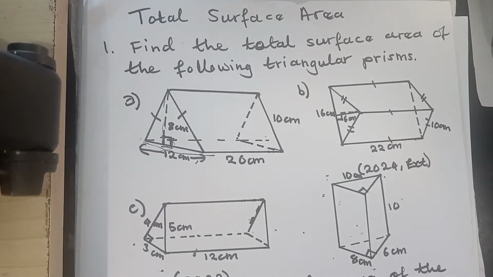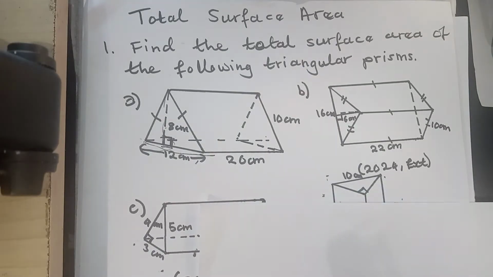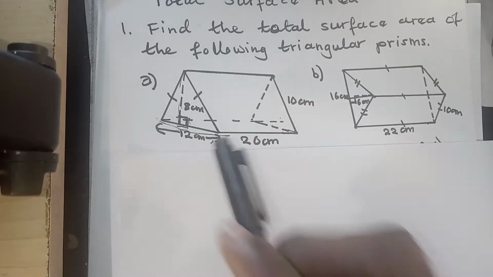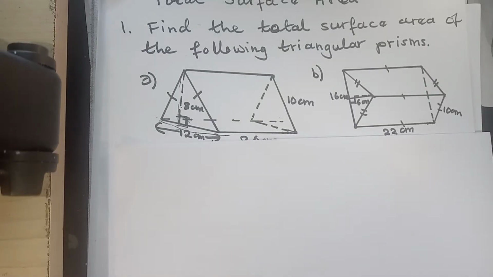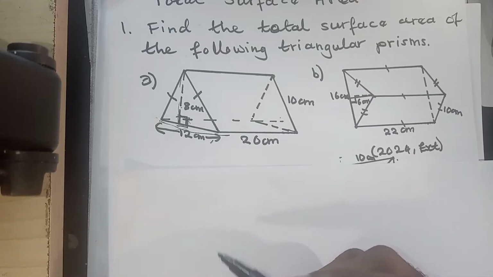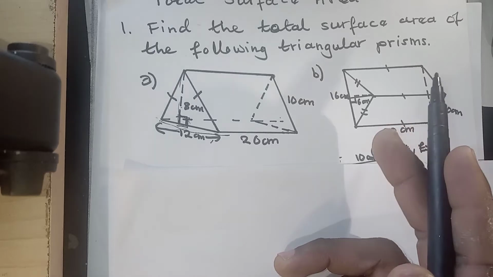Okay, so today we can look at the total surface area of triangular prisms. Now we shall use a simpler method, and at the end of the video we shall talk about why this method is working. So first of all, let's start with this one here. Find the total surface area of the following triangular prism.